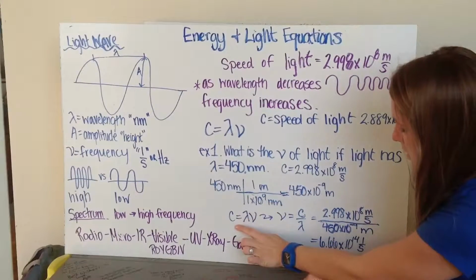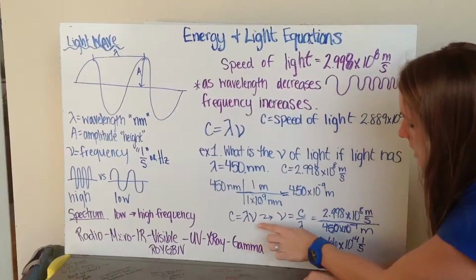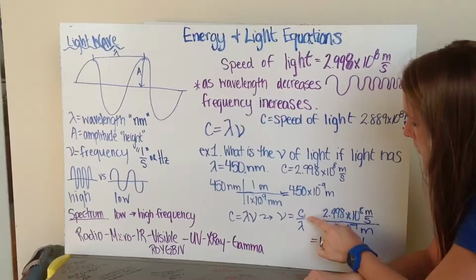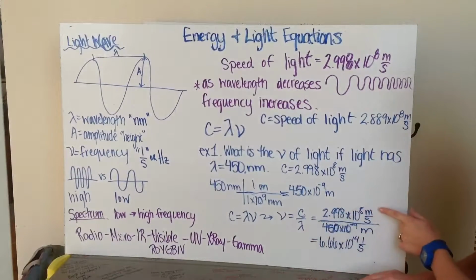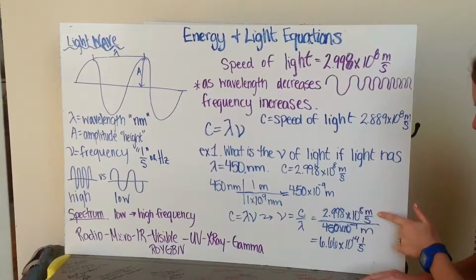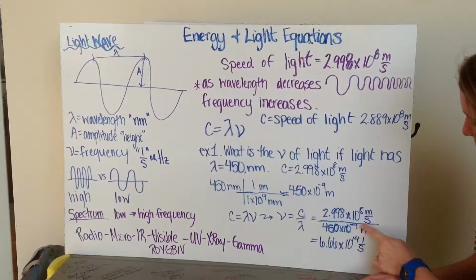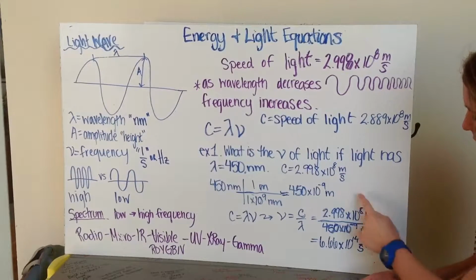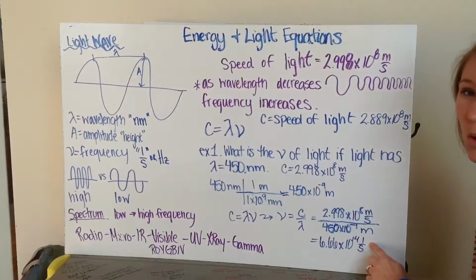Then I arrange my equation to solve for frequency, dividing both sides by lambda. So I get frequency is equal to speed of light over lambda, which is my wavelength. I plug in my variables that I know. My speed of light is 2.998 times 10 to the 8th meters per second. My wavelength is 450 times 10 to the negative 9 meters. When I plug this into my calculator, I get a frequency of 6.66 times 10 to the 14th inverse seconds, or hertz.